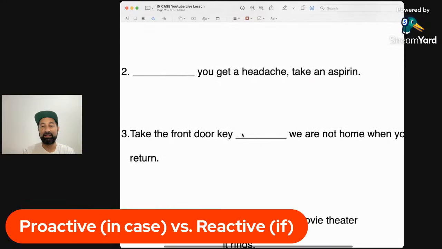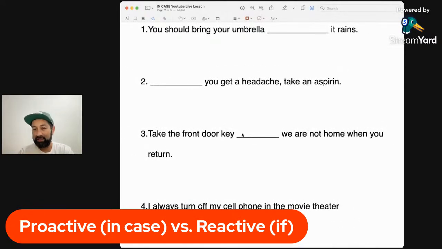Number 3. Take the front door key, something we are not home when you return. So again, you're going to choose in case or if. Take the front door key in case we are not home when you return, or take the front door key if we are not home when you return.